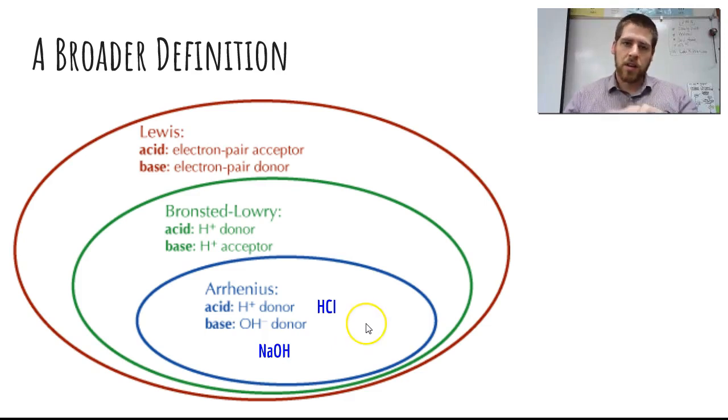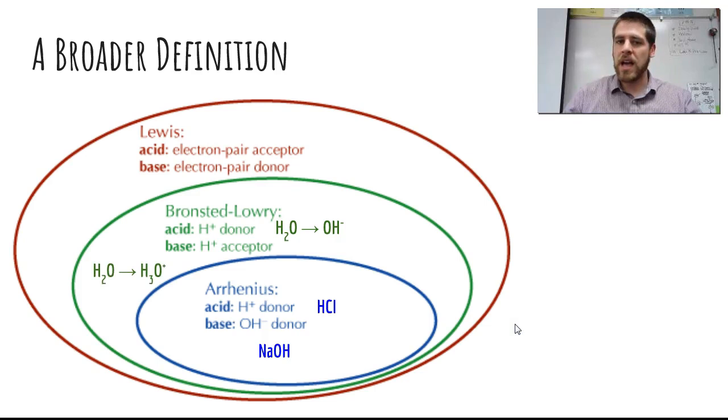Bronsted-Lowry came later and kind of included a few more. NH3 is a good example of a base that is a Bronsted-Lowry base, but it's not an Arrhenius base because it doesn't have the OH that it produces, but it kind of indirectly produces one. With Bronsted-Lowry, it's all in what's happening to the H. Is it getting donated? Is it being given off, or is it being accepted?